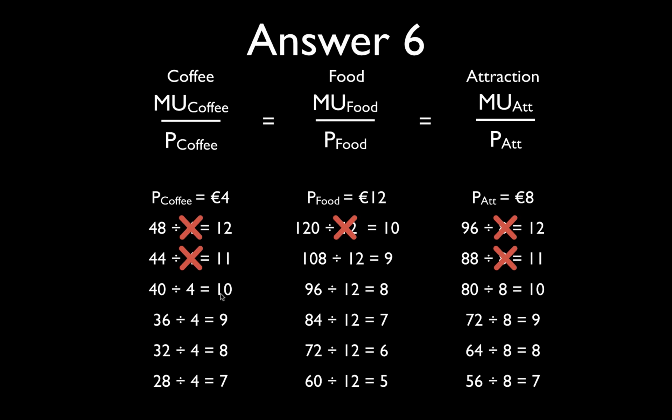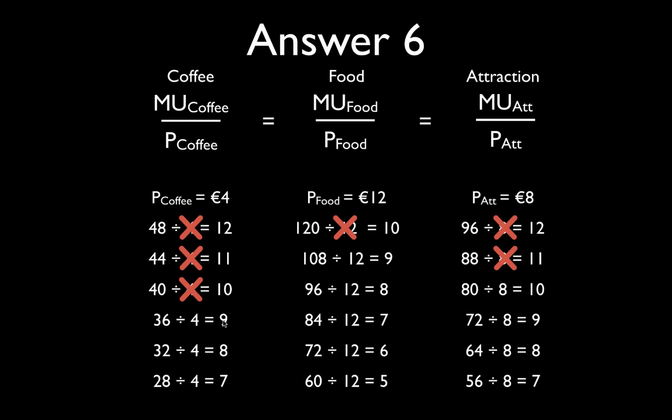Okay, is he going to choose the third coffee, the second bit of food, or the third attraction? Well, 10 is equal to 10, which is higher than 9, so he is indifferent between the third attraction and the third coffee. I said he took the third coffee. Doesn't matter whether you said he took the third attraction. It's not important. He's indifferent between the two, so therefore it won't affect his decisions really.